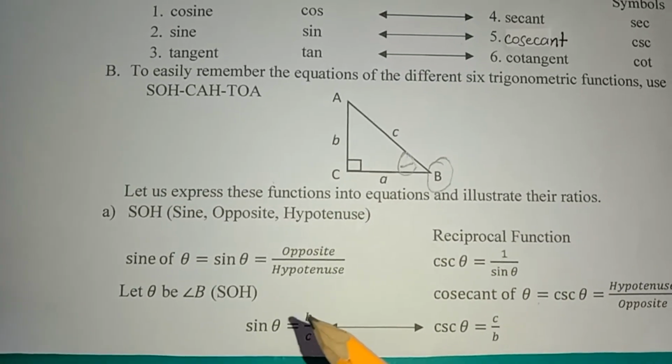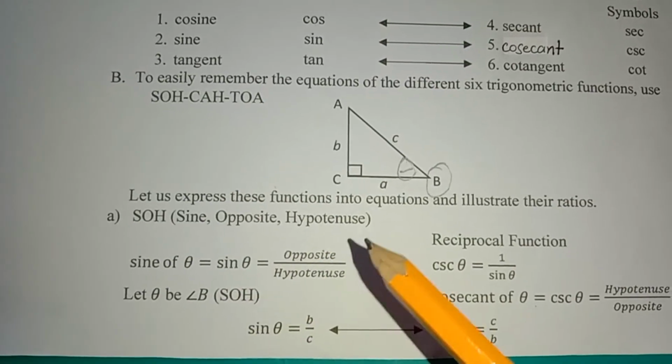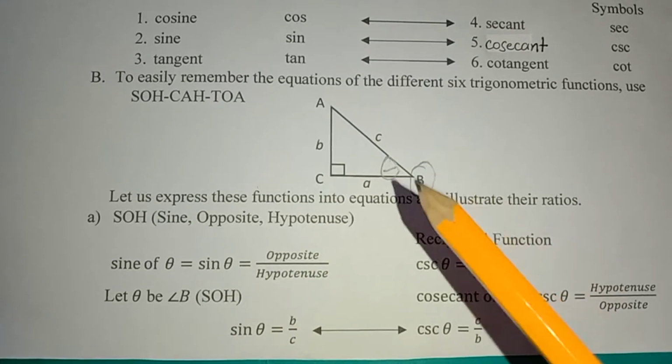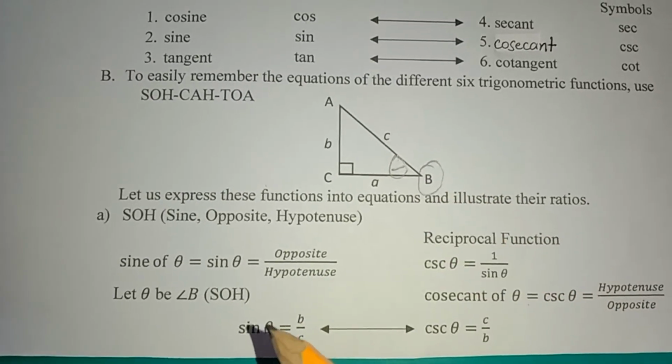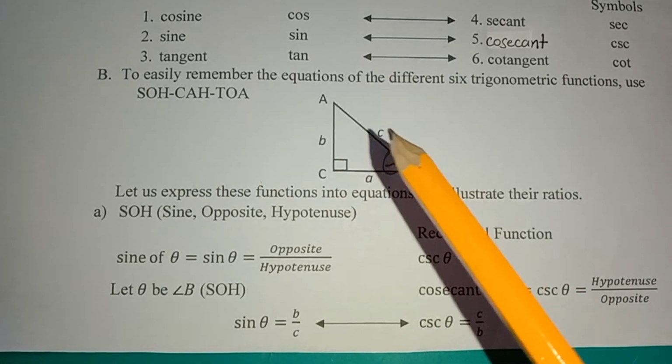Sine of theta equals B over C. So again, sine of theta equals opposite over hypotenuse. Let theta be angle B, so this is our reference angle. So sine of theta equals opposite, which is B, all over the hypotenuse, which is C.